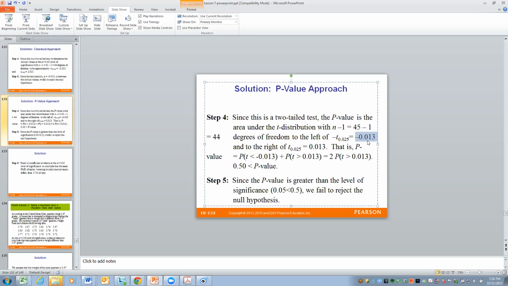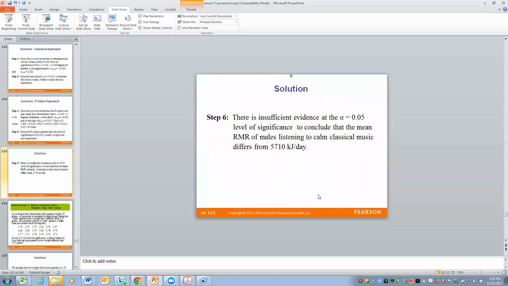In other words, being off by 0.013 standard deviations is not very rare at all. That would be considered a very normal result, and therefore we have no evidence to suggest that the mean or that the null hypothesis is false. Okay.